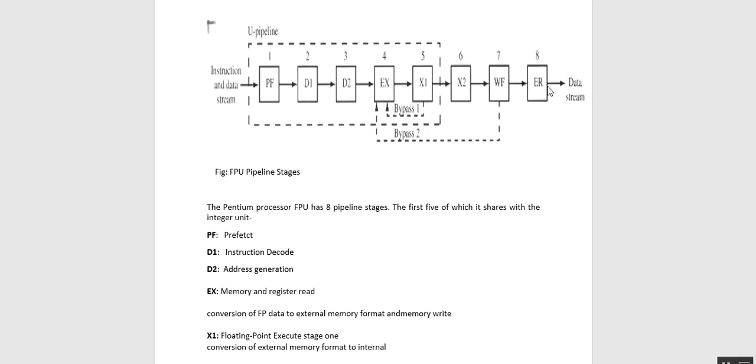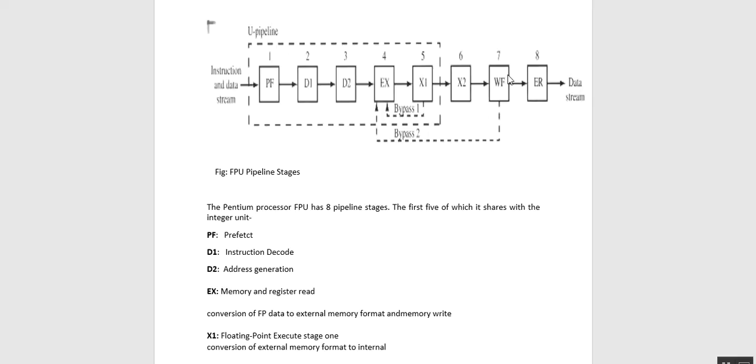Next one is error reporting, that is the last stage of the floating point unit. What happens in that? If an error is detected, an error reporting stage is entered where the prior error is reported and the FPU status word is updated.